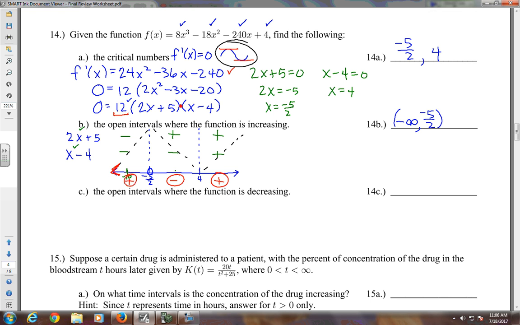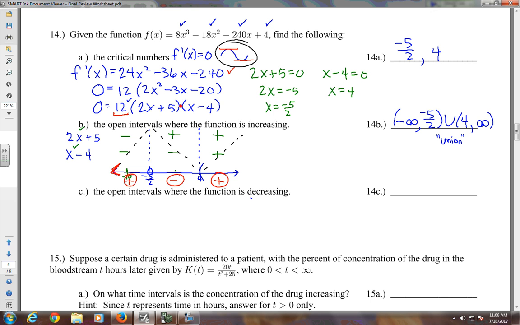So I'm going to skip over to the other positive section. It's going to start at 4 and go to the right, infinity. That U there simply means union. That means I'm uniting those two intervals to show everywhere where the derivative is positive, or the function is increasing.